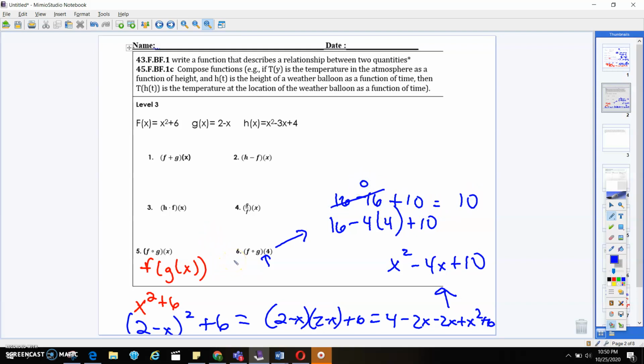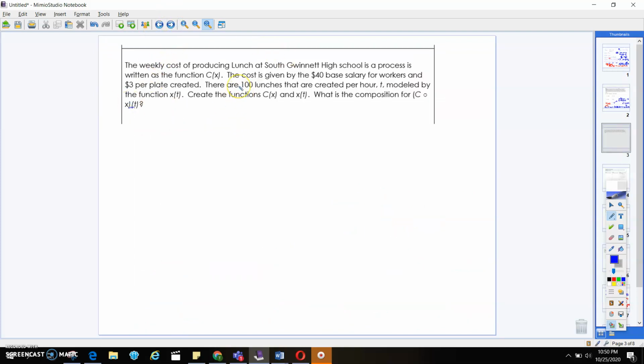Okay, so that's your AKS 43/45. That's just talking about function notation and how to create those, and also talking about composition of functions. So we worked on word problems a little bit, but not a whole lot, but I just want to touch base on this one. It says the weekly cost of producing lunch at South Gwinnett High School is written out as C of x. The cost is given by $40 base salary for workers and $3 per plate created. There are 100 lunches that are created per hour modeled by a function x of t. Create the function c of x and x of t. What is the composition of c of x of t?